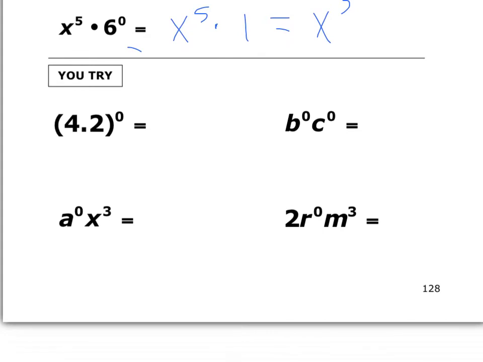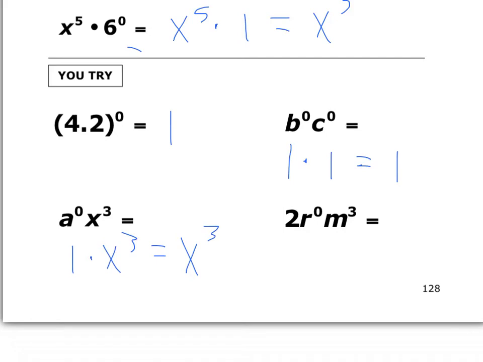Let's try the next set. 4.2 to the 0. Anything to the 0 power is 1, so we have 1. Second one, we have b to the 0, which is 1, and c to the 0, which is 1, and 1 times 1 is 1. Number 3, we have a to the 0, which is 1, and 1 times x to the 3rd is just itself, or x to the 3rd.